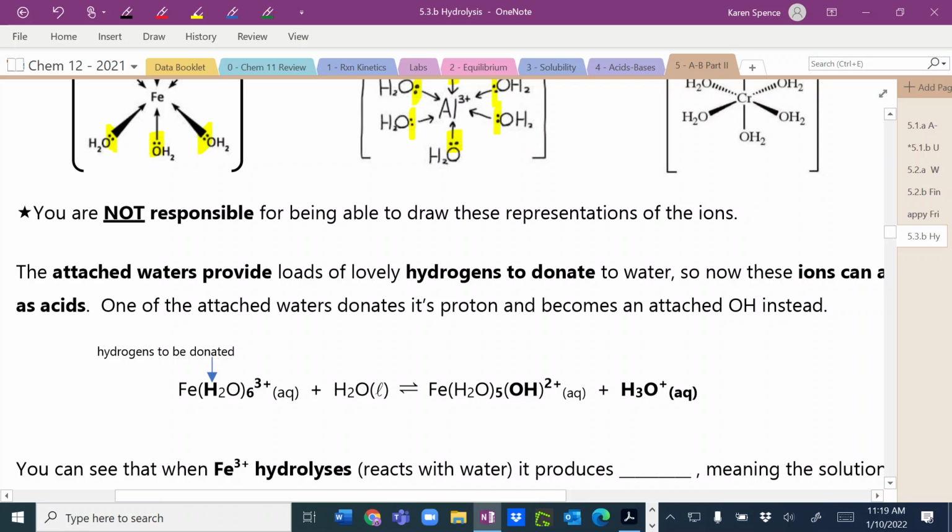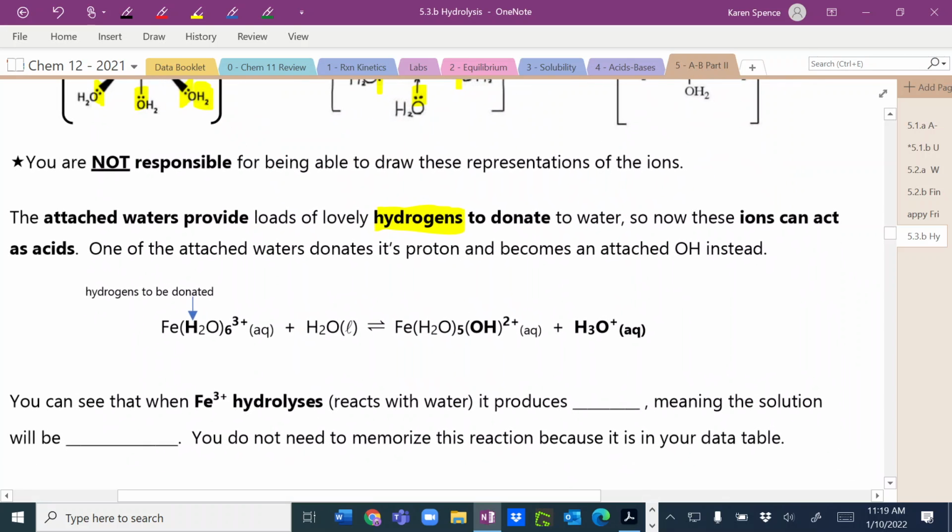All right, so now, why is it important that these waters be there? Well, if you're going to act as an acid, what do you need? You must have hydrogens. Iron on its own does not have any hydrogens, but if we attach water to it, all of a sudden we have all sorts of lovely hydrogens. Okay? And so these ions can now act as acids. So here are the hydrogens that are going to be donated.